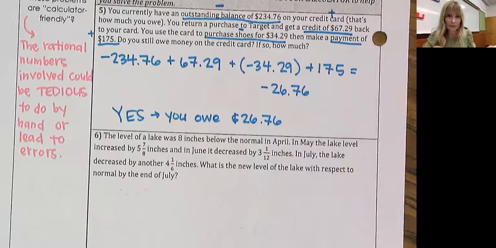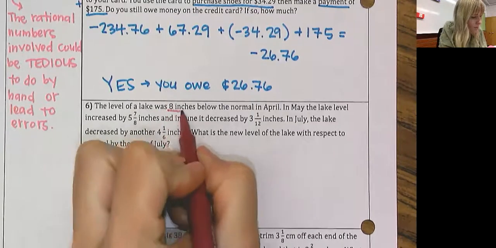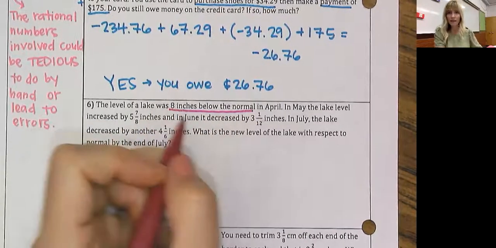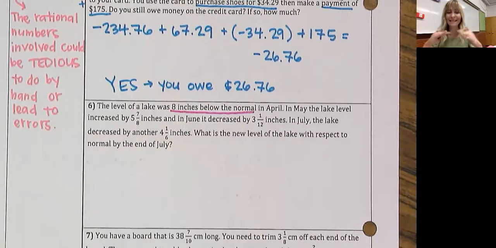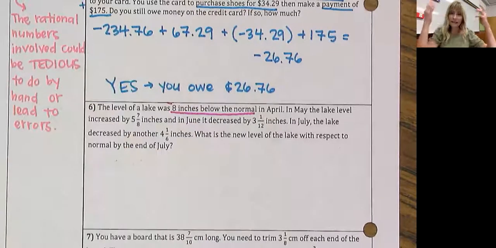So for example, here, the level of a lake, we're looking at number 6. The level of a lake was 8 inches below normal. Okay, this statement right here tells me I'm going to consider normal as 0, and 8 inches below normal is a negative. Okay, so that's a negative.